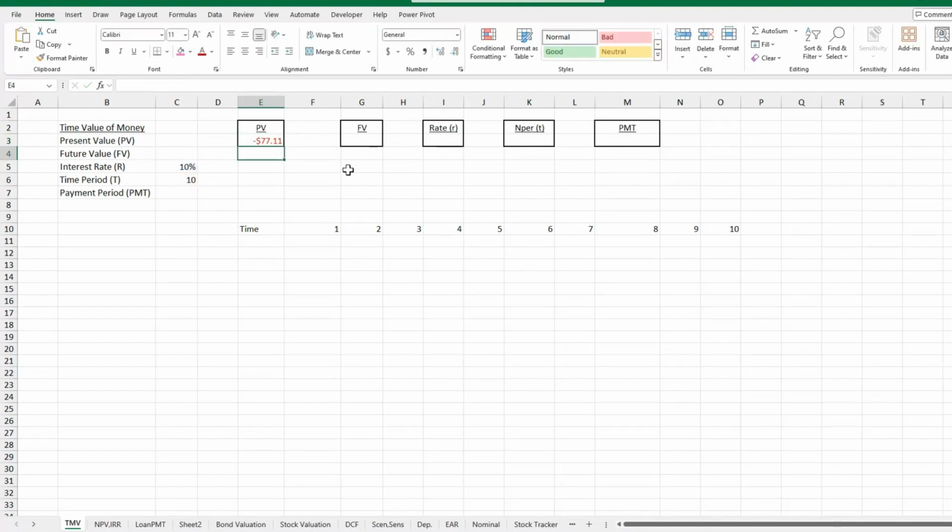And our present value is going to be 77.11. And the reason why it's negative is because it's recognizing it as a cash outflow, because 10 years down the line, we're going to be receiving a cash inflow of $200.